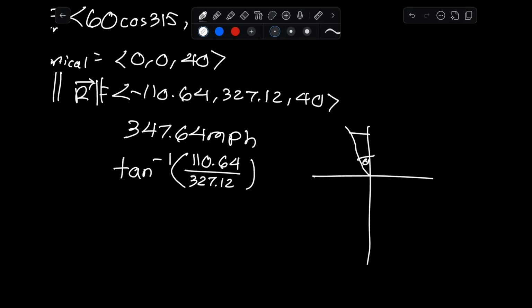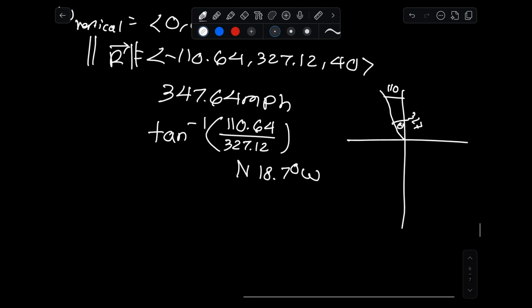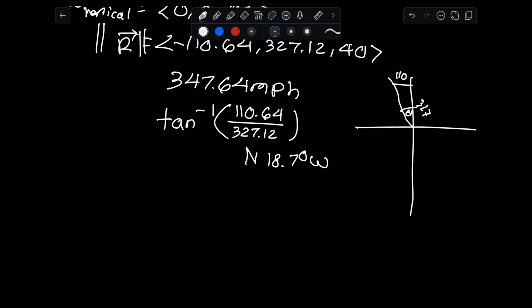We don't know. This is going to be 110 approximately. I'm just giving spitball numbers for this. And then I want the opposite over adjacent from this, because we're going to do it in the notation we did earlier. We're going to get north 18.7 degrees west.